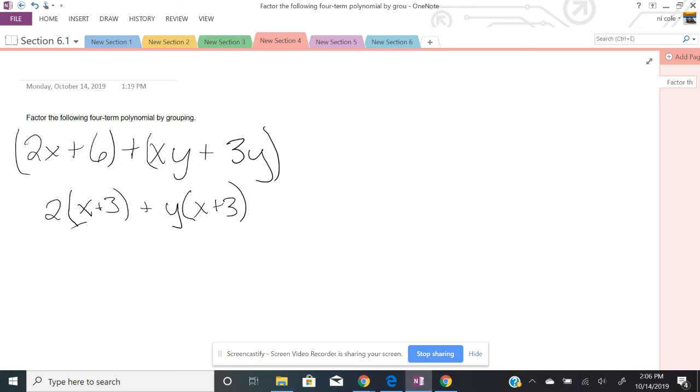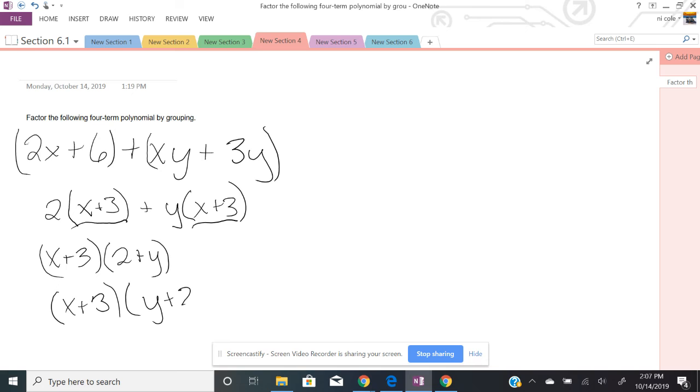Okay, now just like the previous problem, I have an x plus 3 and an x plus 3. So I can continue to factor. So then I would have x plus 3 parentheses 2 plus y. And you can rewrite them. I always like to put the variable first, so I might have done y plus 2. They are the same thing, so it doesn't matter. It'll all work out.